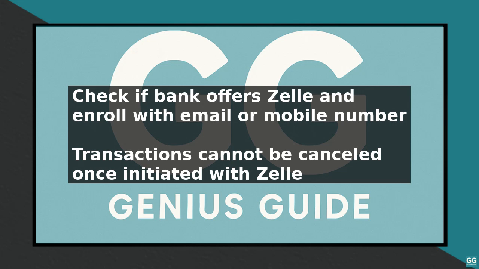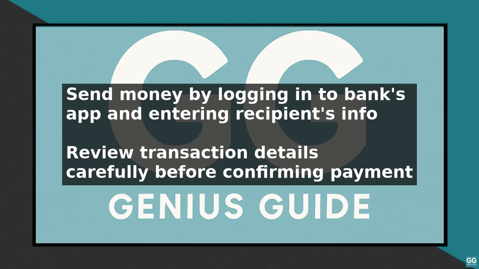To send money, log in to your bank's online banking or mobile app, navigate to the Zelle section, and enter the recipient's email address or mobile phone number and the amount you want to send. Review the transaction details carefully before confirming the payment.